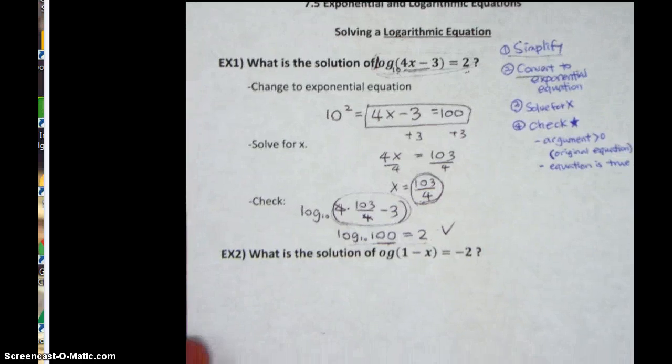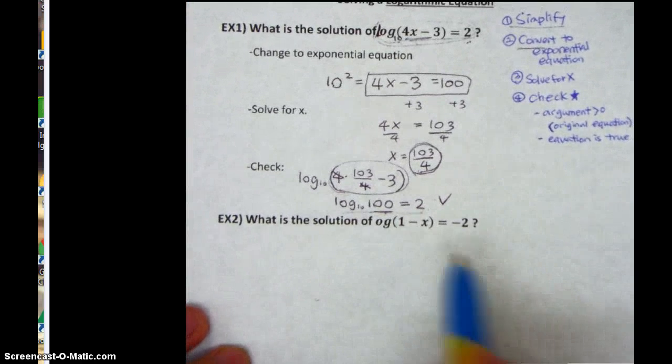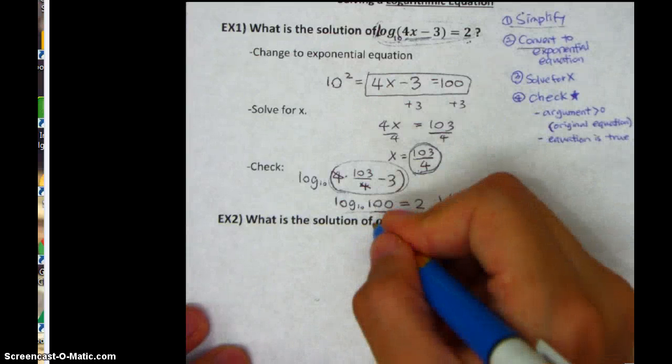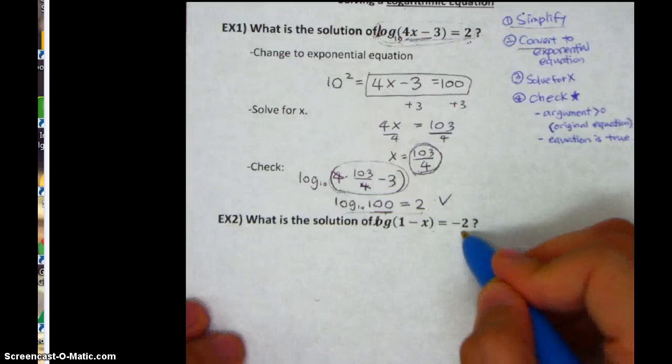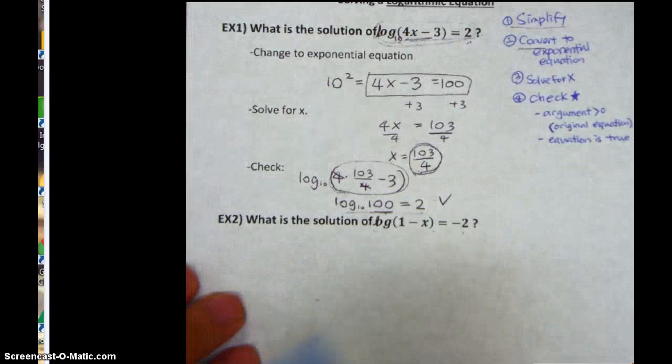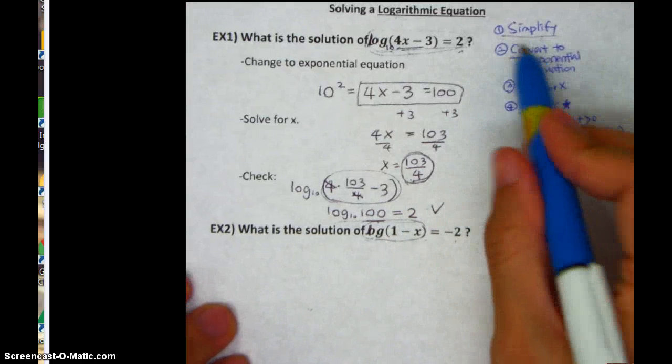Let's look at the second example. This is a similar kind of problem. I just wanted to go over this one because the value of this logarithm is negative, so it's a little bit different. Again, we only have one logarithm, so we do not have to simplify anymore.